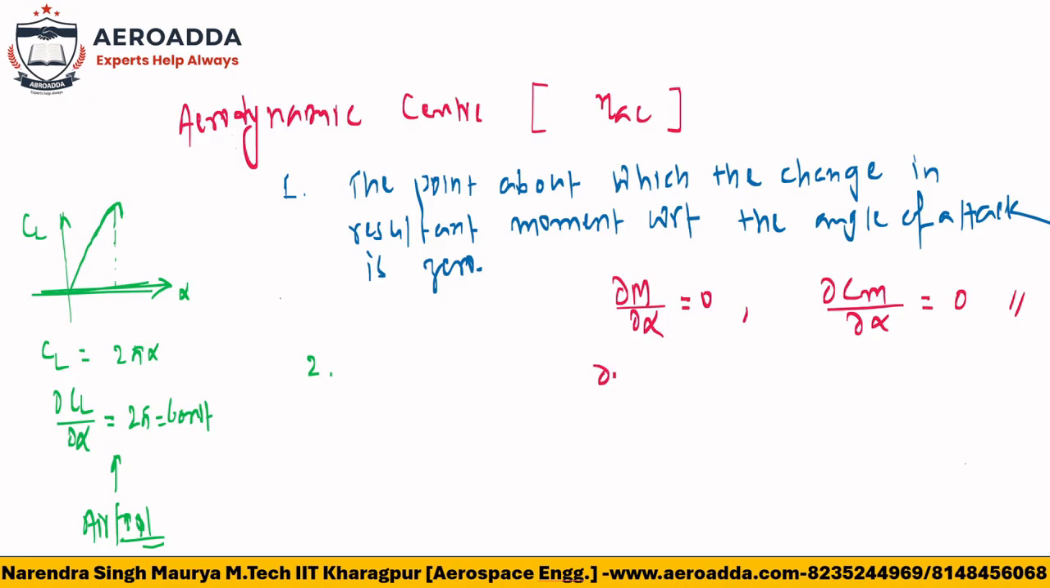So you can also write dou M by dou CL is equal to 0, or dou Cm by dou CL. Remember it there. This is for the aerodynamic center, and each and every point is very important. Please make a note of it. How can you write it in a statement? Again, it's very easy for you. You can write it is a point.